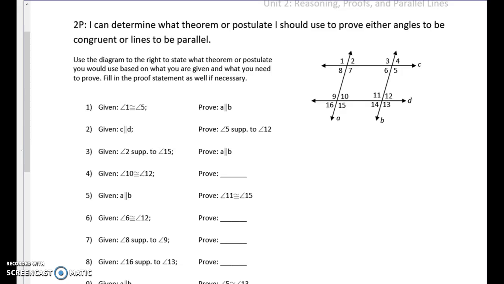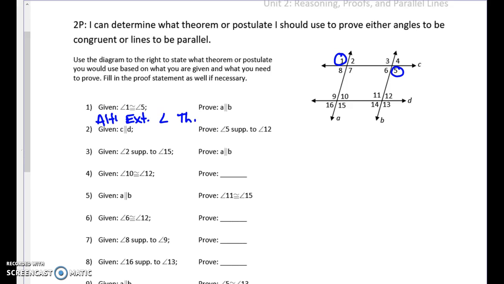If I'm given angle 1 is congruent to angle 5, and I want to prove line A parallel to line B, there is a specific theorem I could use to help me do that effectively and quickly. And that theorem is the alternate exterior angle theorem. We know it's the alternate exterior angle theorem because those are alternate exterior angles, and we proved last time that if alternate exterior angles are congruent, then my lines are parallel.